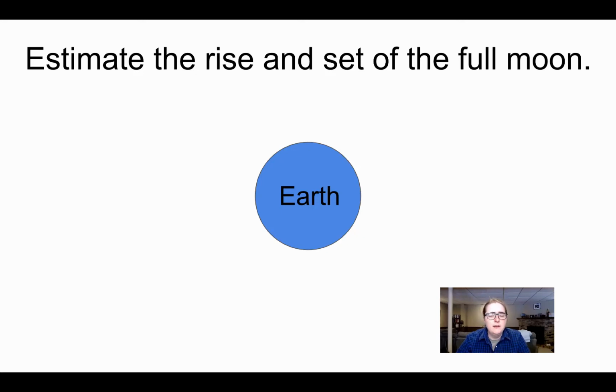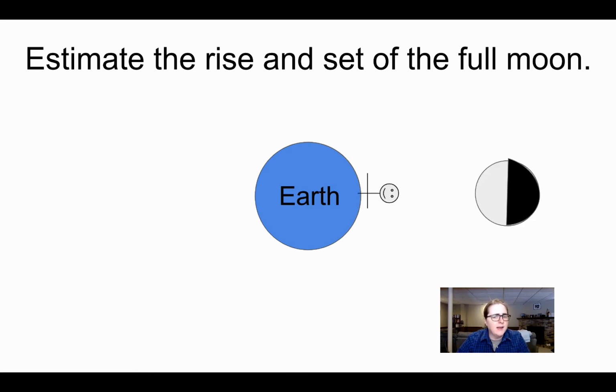So in this video, I'm going to take you through a technique to estimate what time the moon will rise and set based on the current phase. And I'm going to use the full moon as my example. I like to do this with a diagram, and so I've started by just putting the Earth on my diagram.